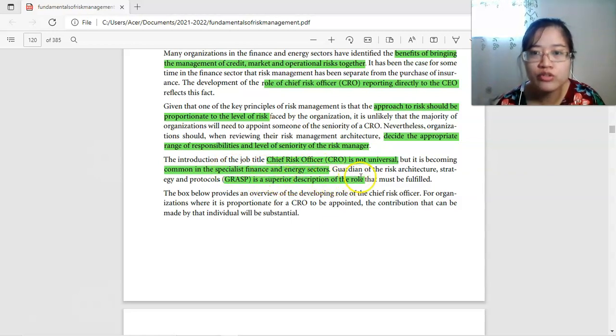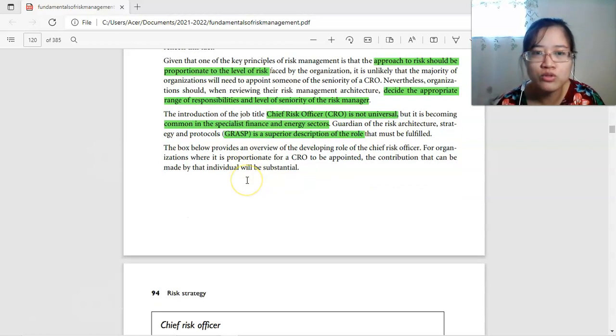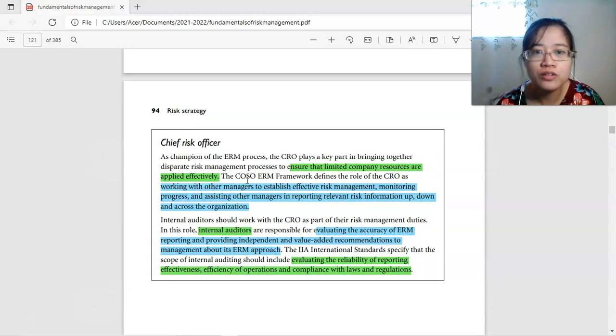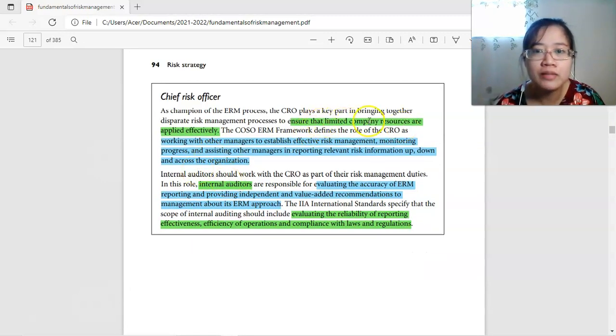Superior description of the role. Okay, yung grasp natin. Guardian of the risk, architecture, strategy, and protocols. Ayan. Ito yung role niya. Ensure that limited company resources are applied effectively. Tapos yung COSO ERM framework, ito yung definition ng role.